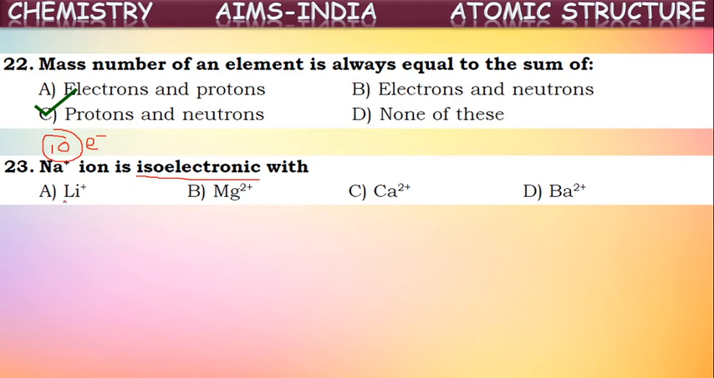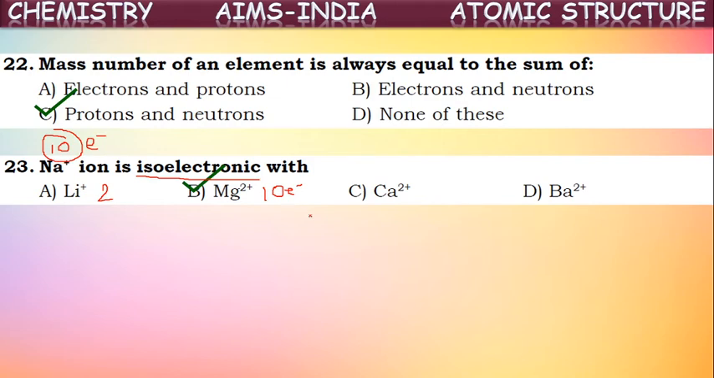What about Li plus? Atomic number of lithium is 3. In the neutral state, lithium will have 3 electrons. But here they mentioned Li plus, which means it lost one electron, so it will have only 2 electrons. What about Mg plus 2? Neutral magnesium will have 12 electrons. But they have shown here Mg plus 2, which means it lost 2 electrons. So in this there will be 10 electrons. So this will be the correct answer. Okay, it is isoelectronic with Na plus.